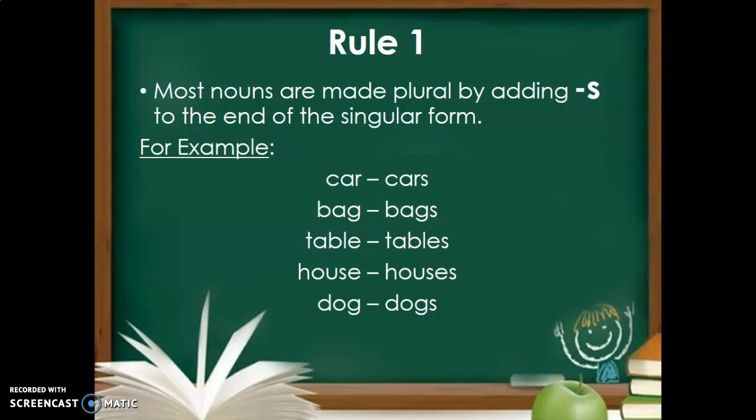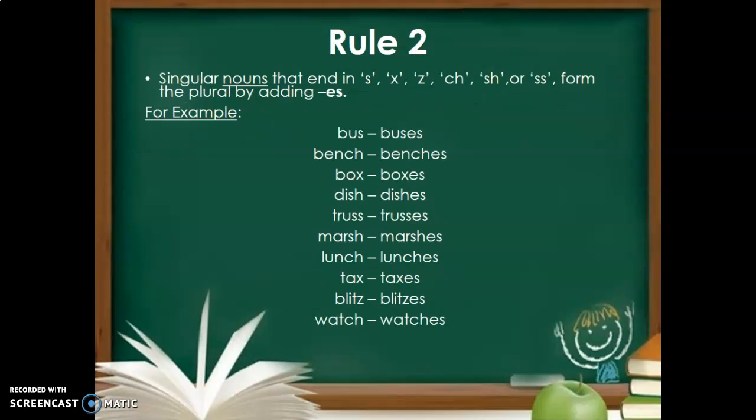Now let's have a look at rule number 2. Singular nouns that end in s, x, z, ch, sh, or ss form the plural by adding es. For example, vases, benches, boxes, dishes, chesses, marshes, lunches, taxes, blitzes, and watches.